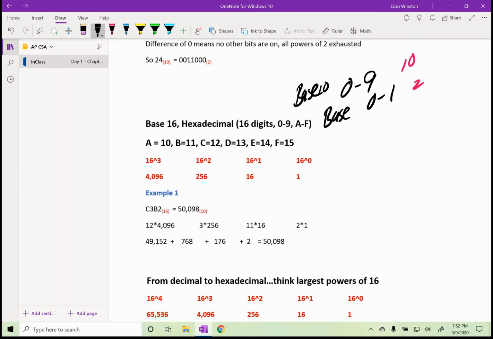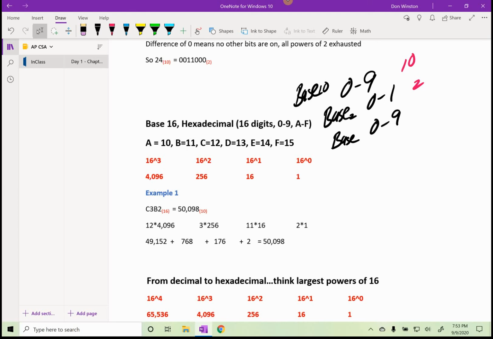Well, I'm going to have a little bit of a problem. Base 16, well, we'll have the digits 0 through 9, but that's only 10. We need 6 more. So the largest number we can have, base 16, is 15, just like the largest number we had base 2 was 1, and the largest number we had base 10 was 9.